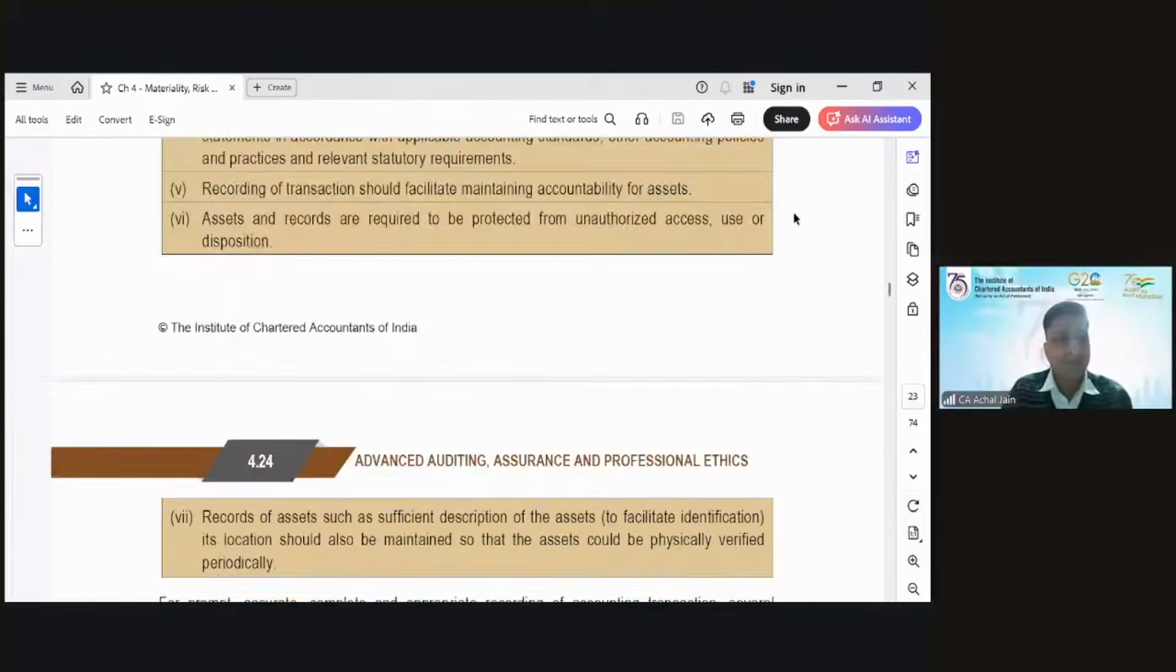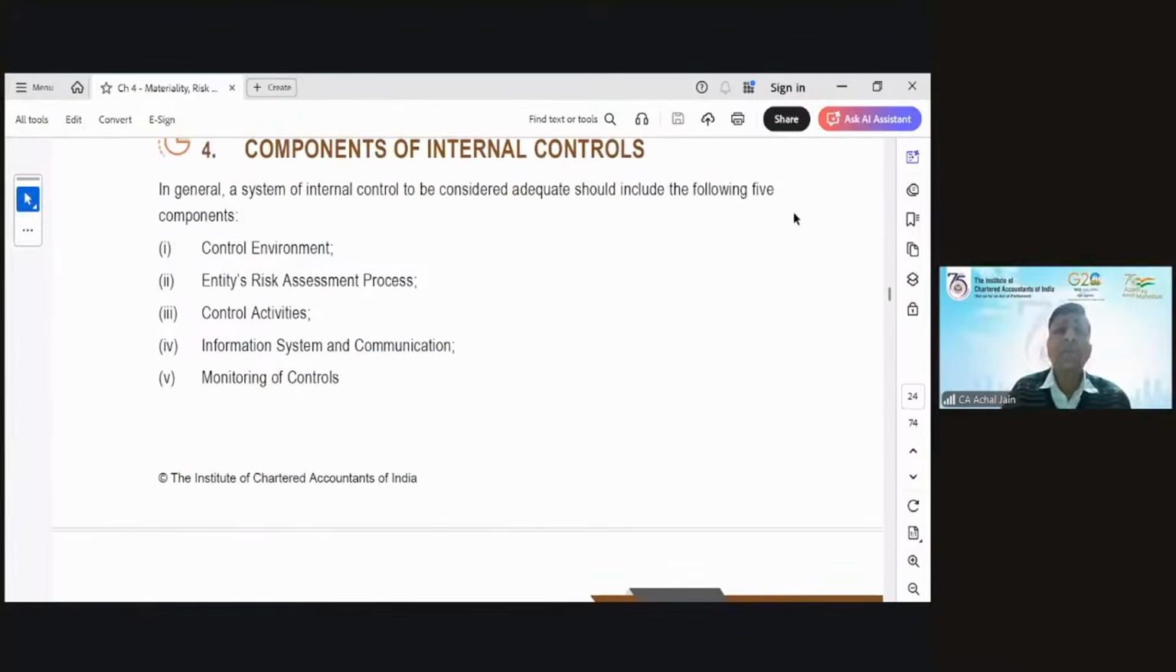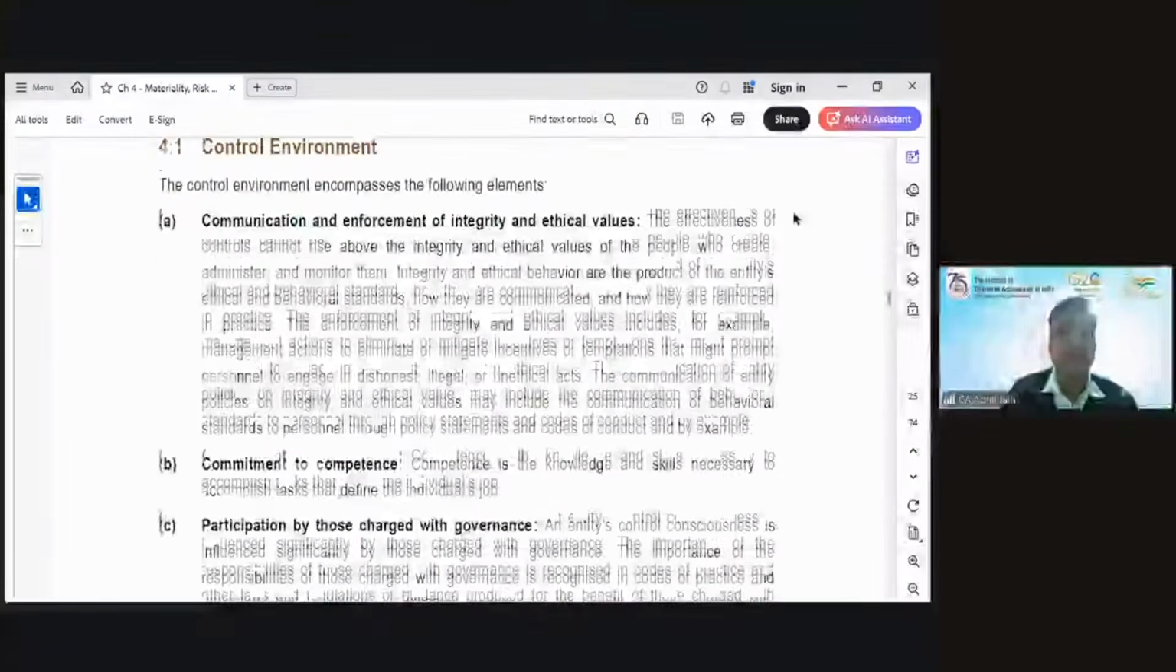Now, moving further, there are some components of internal control. So let's talk about those components. For the purposes of our discussion, there are five components, the way we are going to look at it: control environment, risk assessment process, activities related to the control, information system and communication, and monitoring of controls. Okay. Now, what is this control environment?